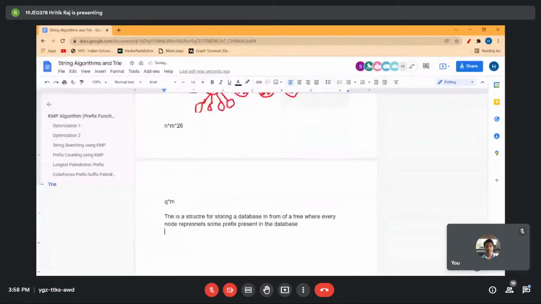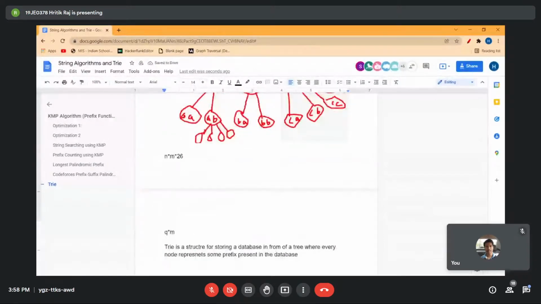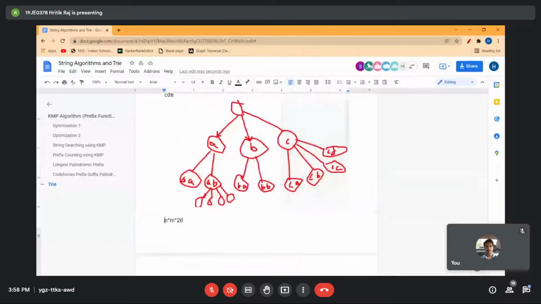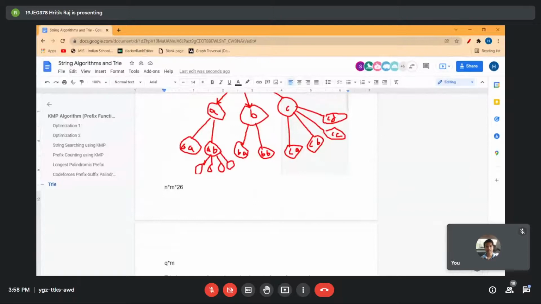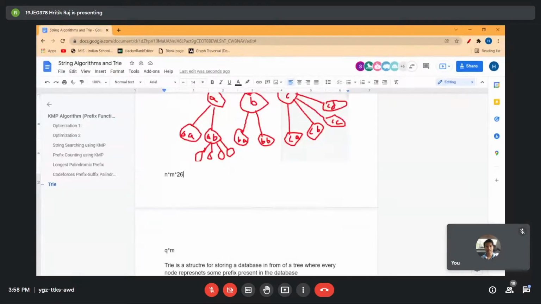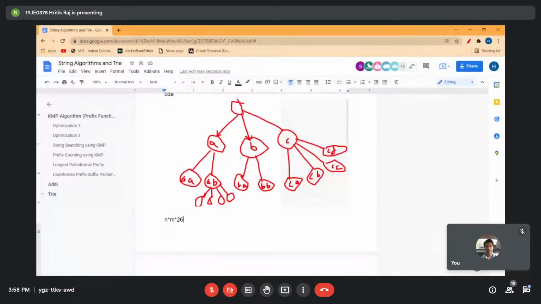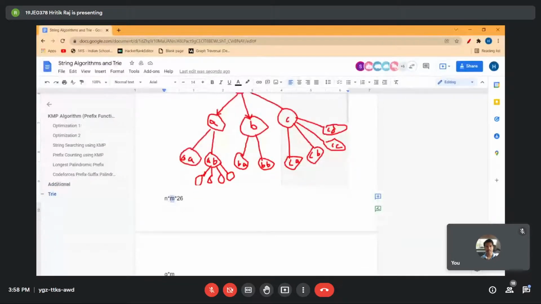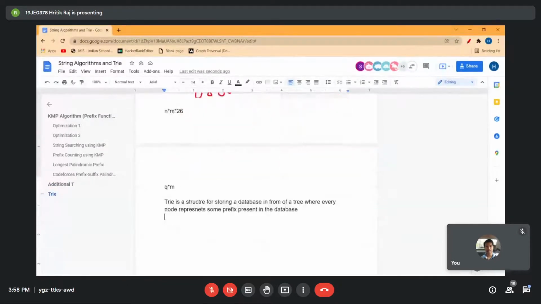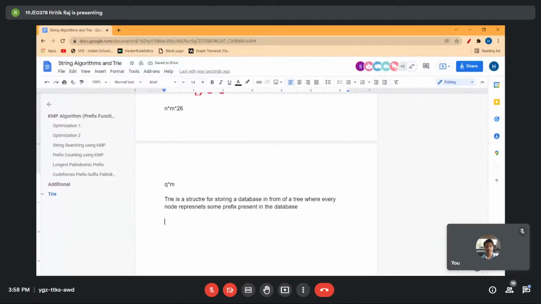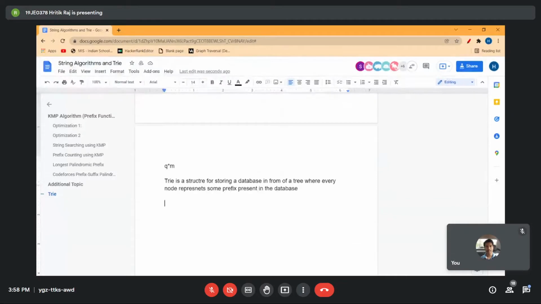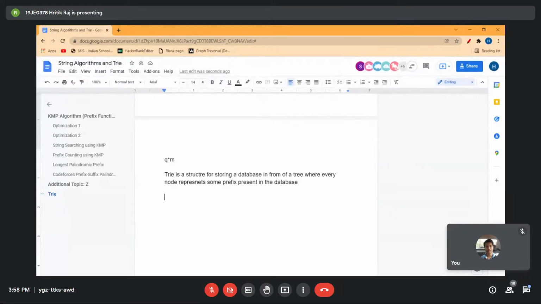So we have seen that the space complexity of that trie would be maximum n into m into 26, and the maximum height of that tree could be m. Okay. So now let's see how we can do it in C++ code. Let me give you one question which is just similar to this question.